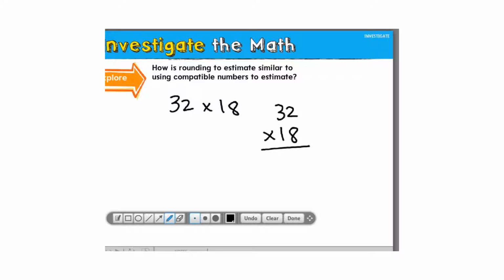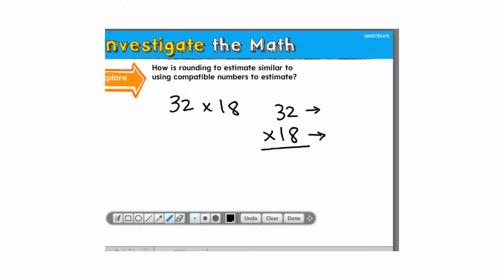You know that tomorrow and Friday, we're going to actually be multiplying numbers like that without using pictures, without using the distributive property. We're just going to be multiplying. So you're always going to write them vertically like that. So I'm going to change both of these numbers. And remember, the question up there says you could round, but you could also use compatible numbers.